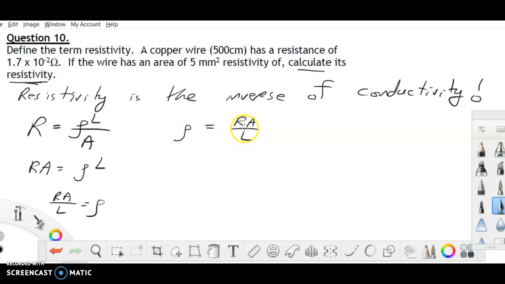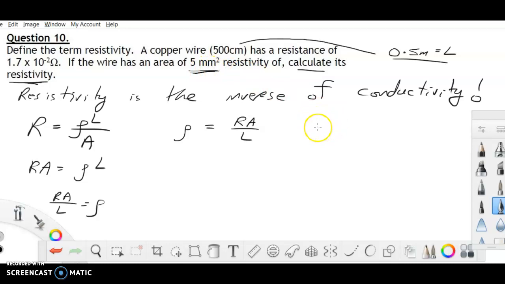Now we're given the resistance, aren't we? Yeah, there it is there, 1.7 by 10 to the minus 2 ohms. We're given the length. Be careful now, the length has to be in meters, so 500 centimeters is the same as 0.5 meters. So that's our length, L. And then we have to get our cross-sectional area in meters squared. It's given to us as 5 millimeters squared.